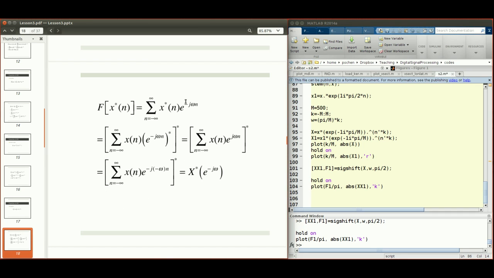But let's try to understand it from the math. The Fourier transform of x star n: what you have to do here is replace x with x star, and the rest of the formula is exactly the same as before. It's still e to the minus j omega n, with n going from minus infinity to positive infinity. The only thing that has been changed is that we're replacing x[n] with x star[n]. That's the definition of the Fourier transform.